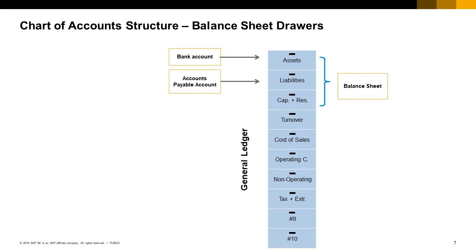The first three drawers, assets, liabilities, and equity, or capital and reserves, typically hold the balance sheet accounts, such as the sales tax and the accounts payable account. The bookkeeping balance of these accounts is kept from one fiscal year to the next. The balance sheet accounts reflect the monetary value of the company, stock, assets, debt, etc.